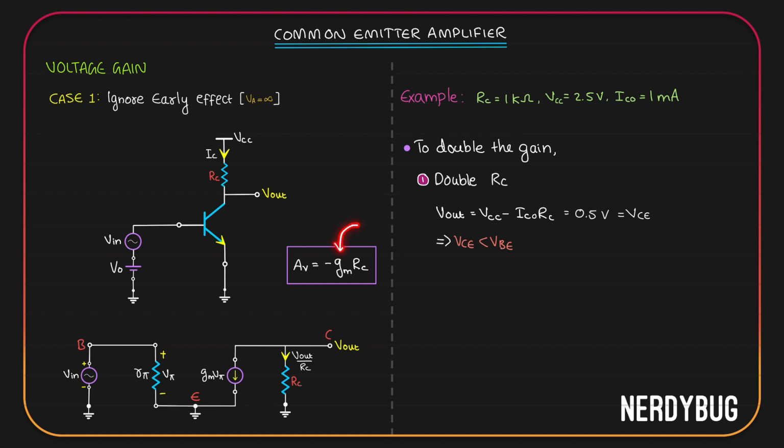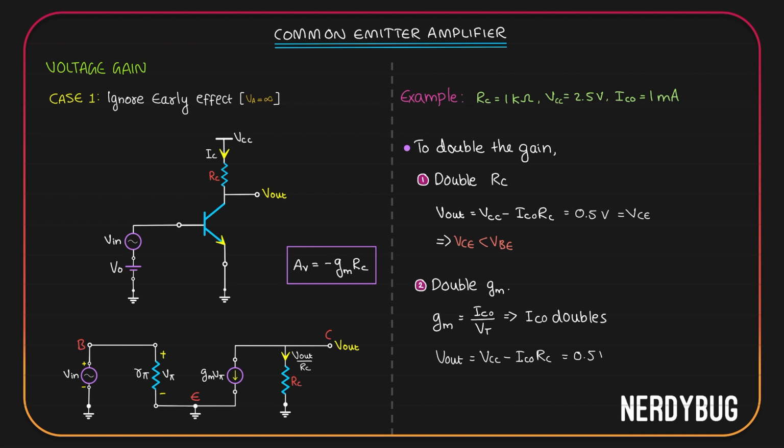I will double gm to double the gain. We know gm is IC naught by VT. VT is thermal voltage, it is constant for a given temperature. So if gm is doubled, IC naught will double. Again, V output can be written as VCC minus IC naught RC. VCC is 2.5 volt. IC naught used to be 1 milliampere. We are doubling it. It will become 2 milliampere. RC is 1 kilo ohm. So we will get 2.5 minus 2 milli multiplied by 1 kilo, which is again 0.5 volt.